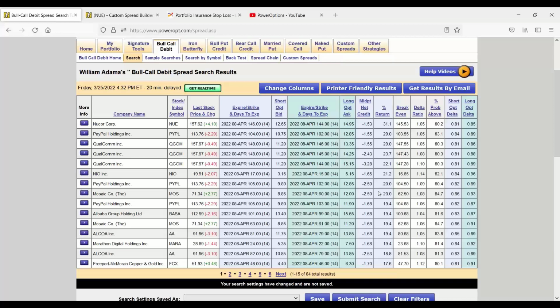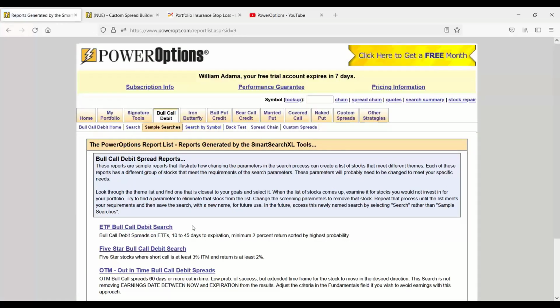Now, a separate approach, if we're more bullish on the market, or if we're more bearish on the market, say for the next 30 to 40 days, you might do a bear put debit spread this way. But if we're bullish on the market for the next 30, 40, or 50 days, another approach is to use what's called an at or just out of the money Bull Call Debit Spread. And we've got a default theme search set up for that in the sample searches.